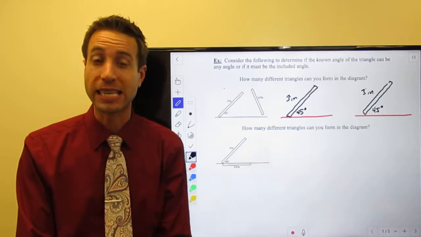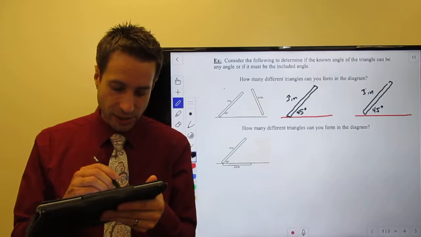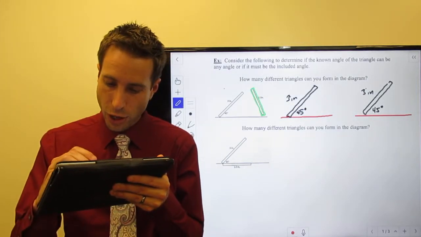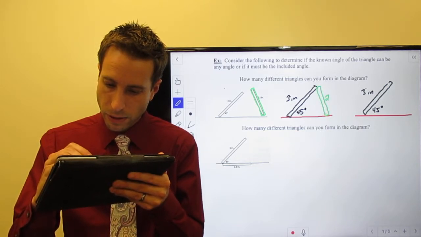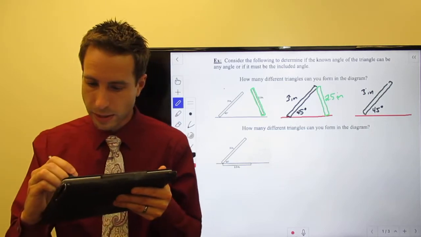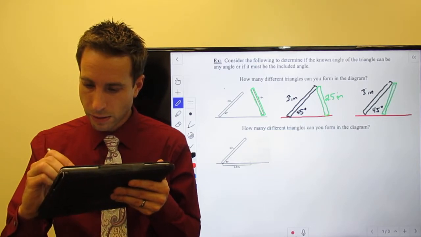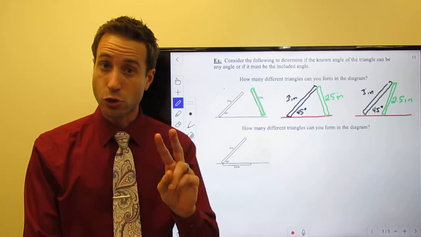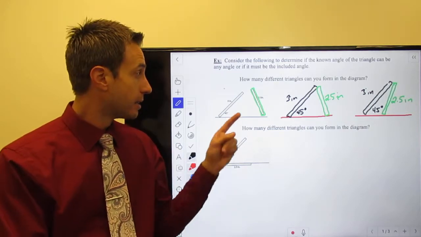Well, you can already see that I can get two, and here's the reason why. That 2.5 inch side, this guy right here, could either go right here, 2.5 inches, or hopefully you guys can picture this, it could go right here, 2.5 inches. Do you see how there's two different triangles?